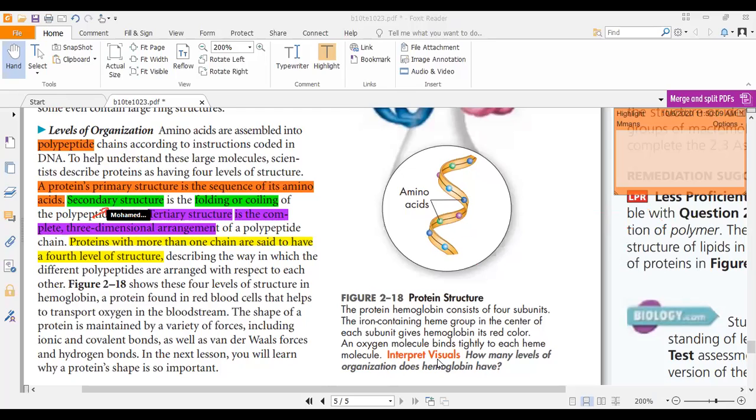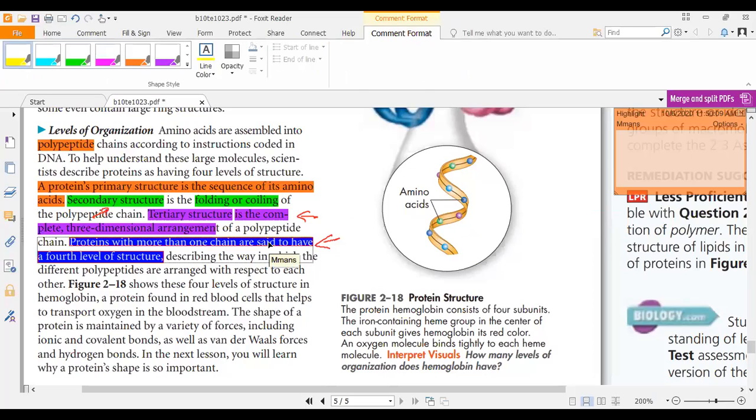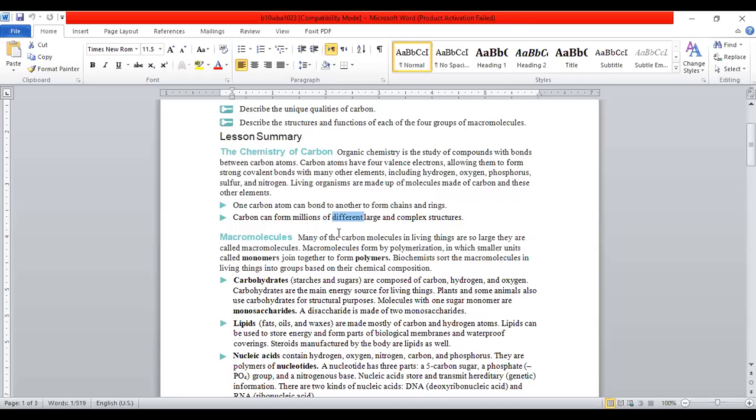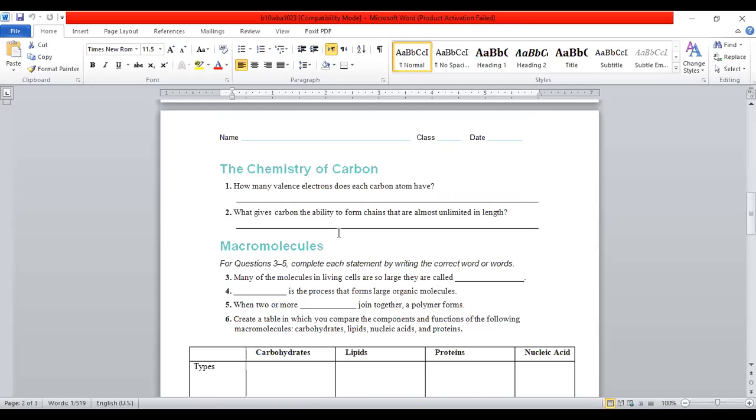Also, you arrange the protein sequence. Here we go. You arrange the amino acids in different shapes according to the cell need. Got it? Yes, got it.